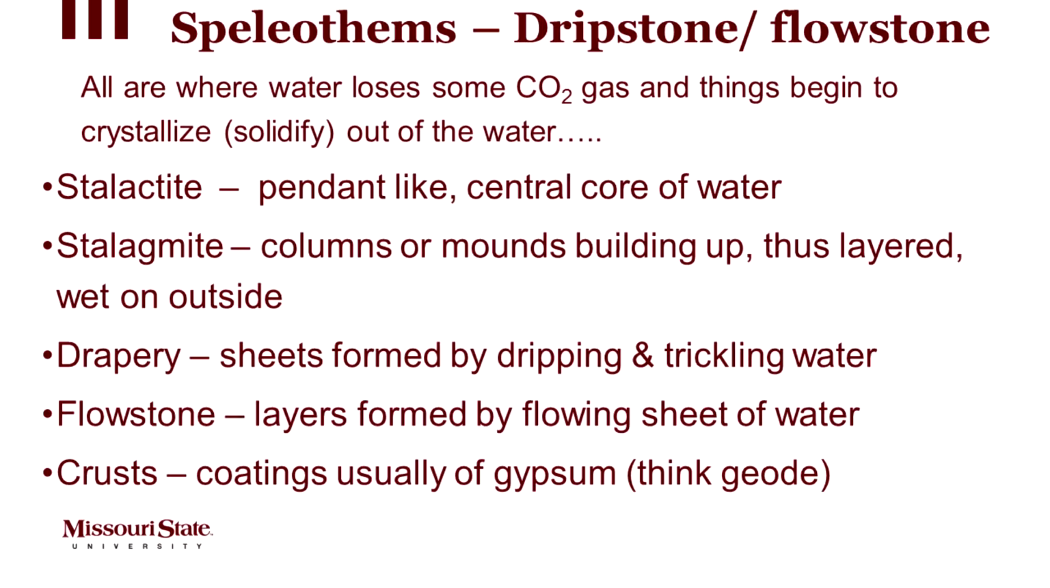Then there's another type called a drapery. It's sheets of solid mineral phases, usually with some water still on the surface of them, and they're formed by the dripping and trickling water that's coming through, usually along a fracture or along the walls of a cave, so they grow out from the walls.